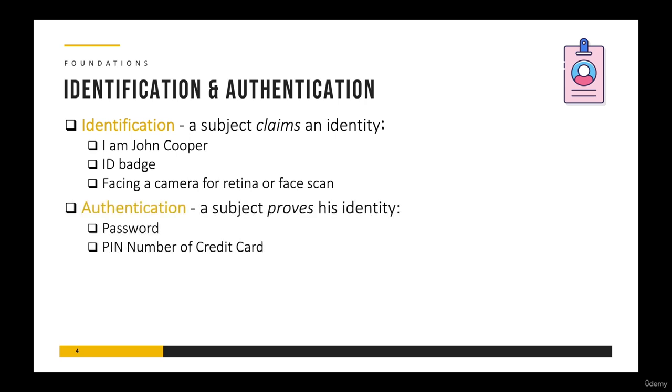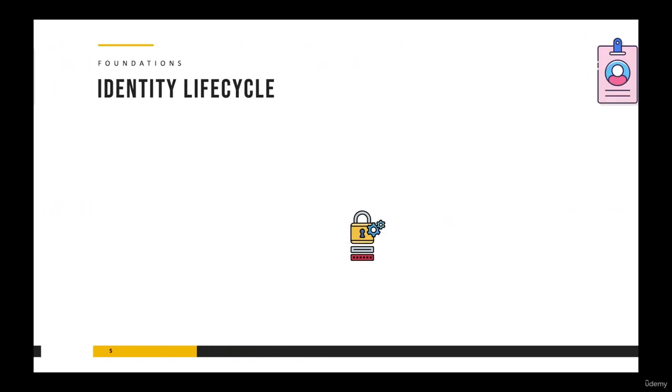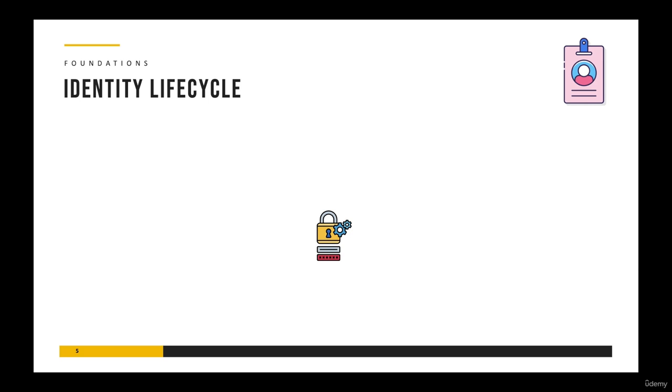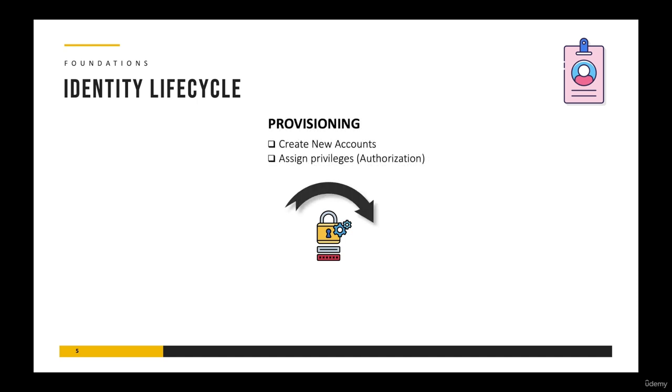Authentication refers to proving the identity of the subject. And this proof is done by providing a password, a PIN number for example, or biometric data. Let's have a look at the different phases in an identity lifecycle, which helps organizations streamline their identity and access management process. So the first step is provisioning.